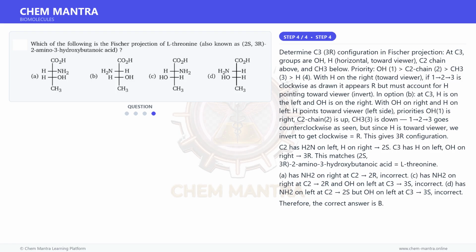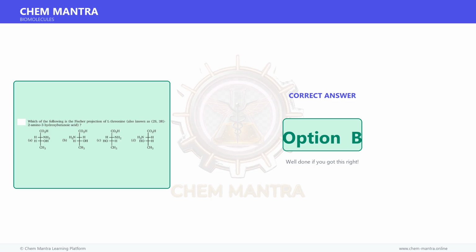A has NH2 on right at C2, 2R, incorrect. C has NH2 on right at C2, 2R, and O on left at C3, 3S, incorrect. D has NH2 on left at C2, 2S, but O on left at C3, 3S, incorrect. Therefore, the correct answer is option B.